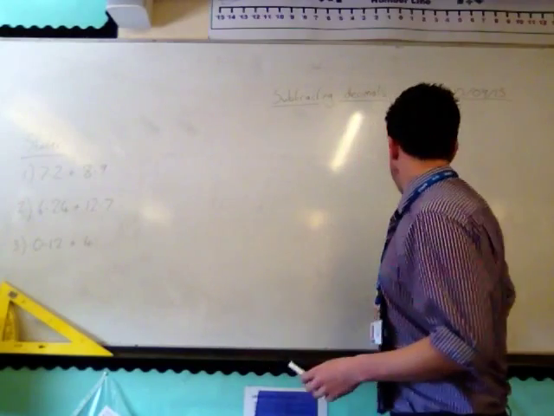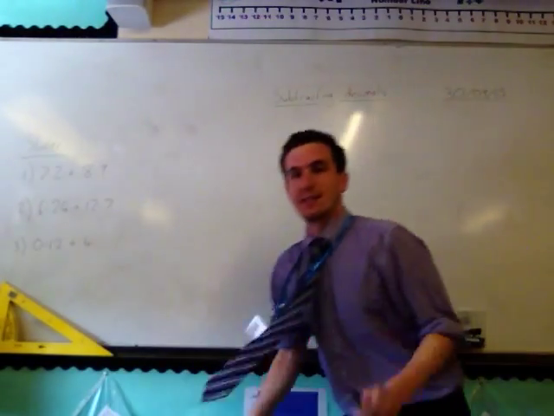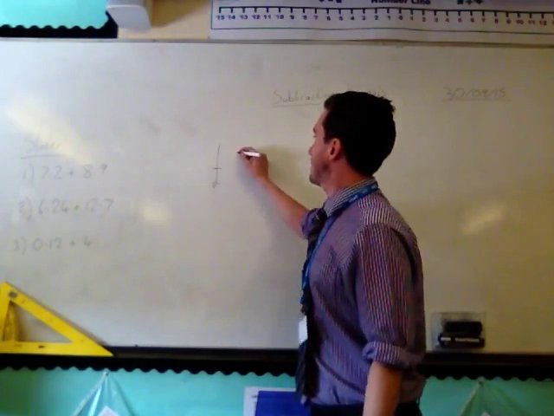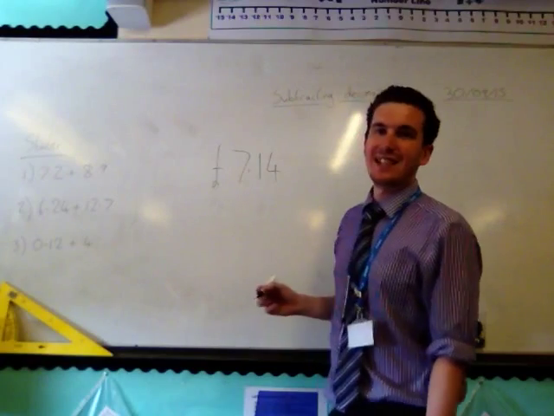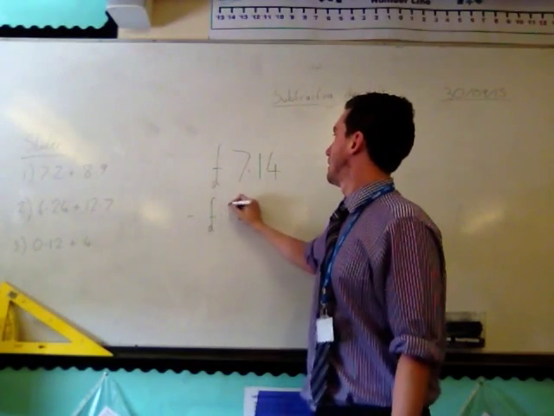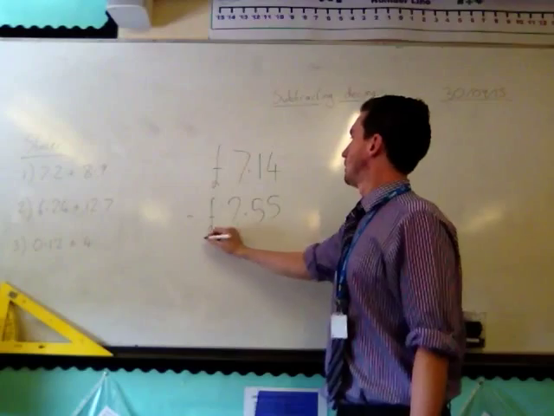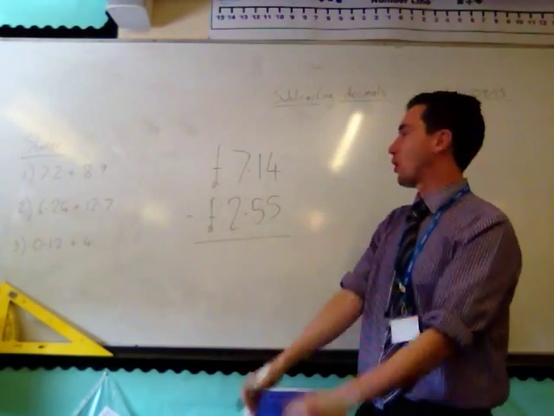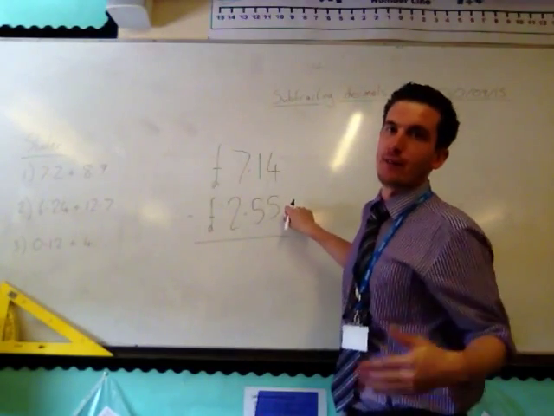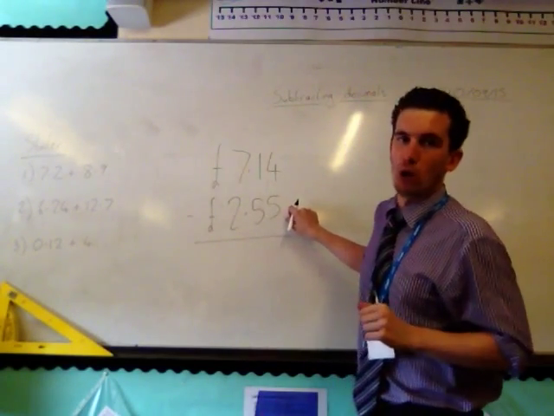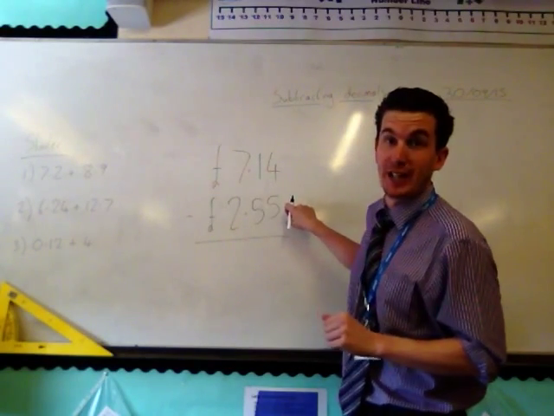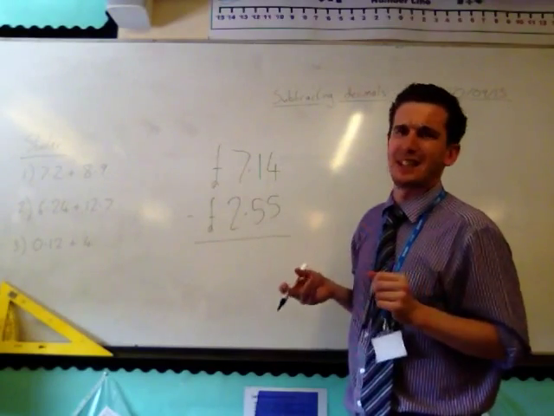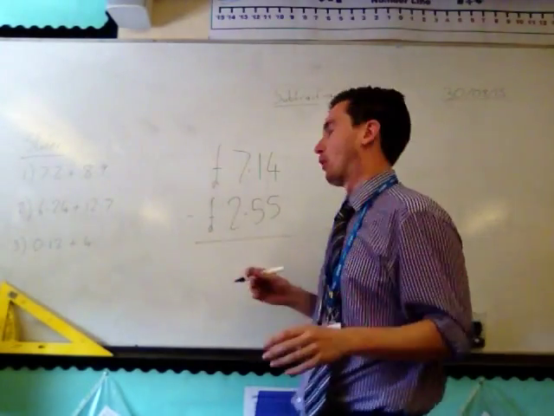Example 2, we're going to make it a little bit trickier, only a little bit. I'm going to say £7.14 and I'm going to take away £2.55. Now remember, it's the top number, take away the bottom number. 4 take away 5. Can't do. Top number is smaller than the number underneath. So if that's smaller than this number, we have to do borrowing, although technically you never give it back, so you're stealing, right? But it's borrowing.